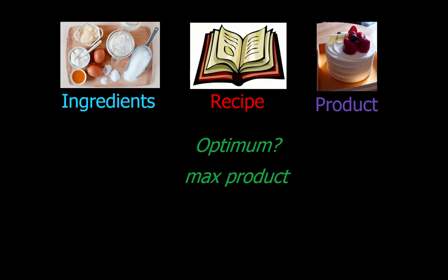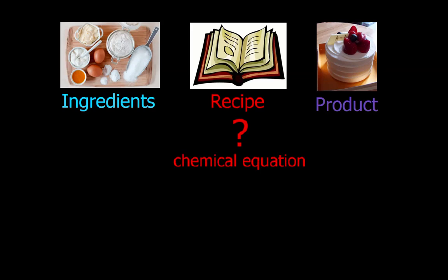In addition to that, when you cook something, sometimes ingredients can be expensive. You don't want to go out and buy an ingredient that's expensive and only use up a little bit of it. So the other criteria for how optimum something is going to be is having a minimal amount of leftovers, a minimal amount of starting ingredients. So now let's talk about the recipe. What we mean by a recipe is the chemical equation.